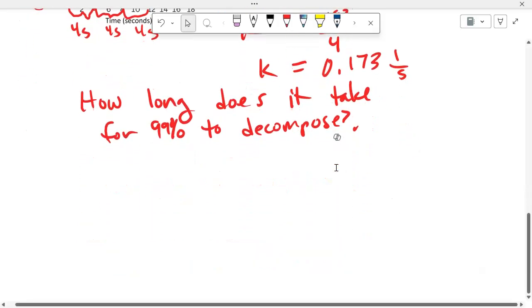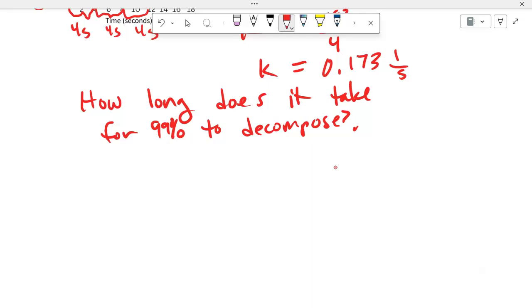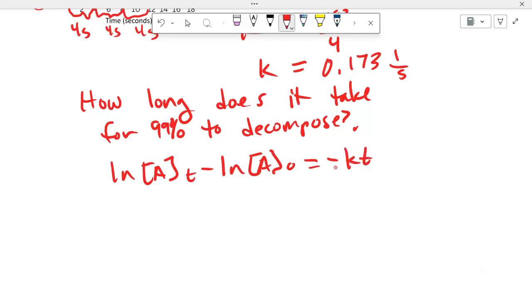So what we can do is use our integrated rate law, which for first order reactions is going to be the natural log of A at time t minus the natural log of A at time 0 is equal to negative kt. So all we need to do is say, okay, we've got 99% decomposes. So what you can do is just use percentages instead of your concentrations.